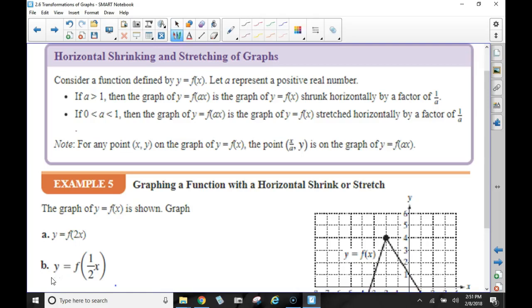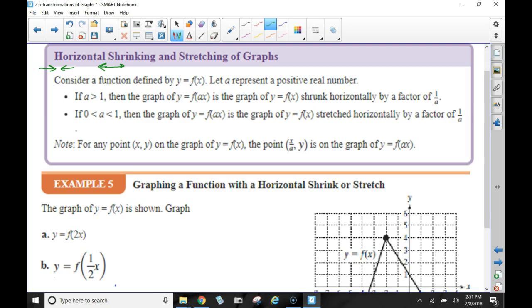So next we're going to be visiting the horizontal shrinking and stretching of graphs. This is either moving a graph, like shrinking it in, or stretching a graph out. One of those two things. And this is, again, when you're dealing with the horizontal, counterintuitive of what you think it should do. All right, let's read the rule.